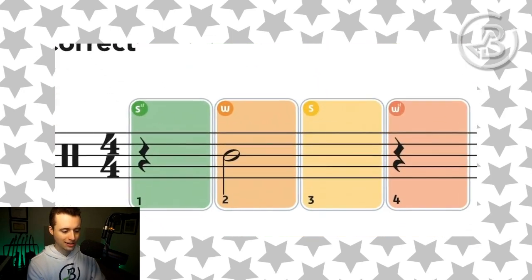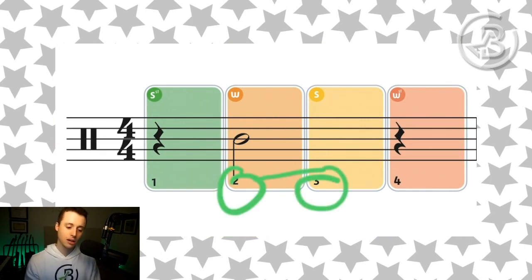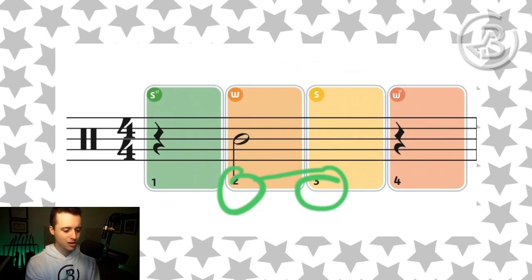Now let's look at a correct example. Right here we have beat 2, half note lasts into beat 3, because a half note is worth 2 beats or 2 counts, so it's worth all of this. But that's okay because there are 3 things that can cross our imaginary divide between beats 2 and 3, and those are whole notes, whole rests, and half notes.